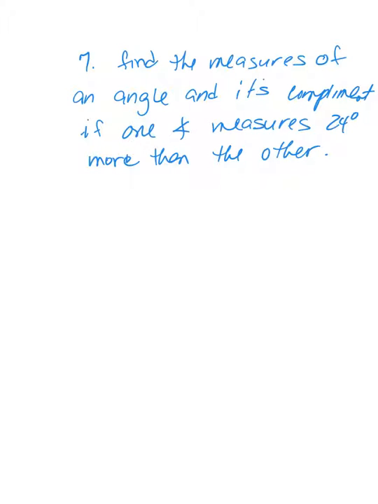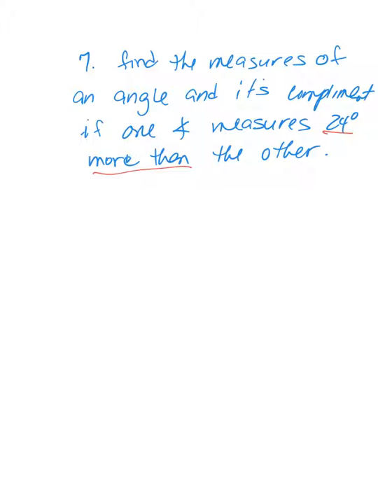What are the key words here that we need to look at? More than. 24 more than, okay, let's look at that. And there's another important word. Find the measures of an angle and its complement if one angle measures 24 more than the other. What's the other word we need to look at that's on our complement? They're complementary. They're called complements of each other.